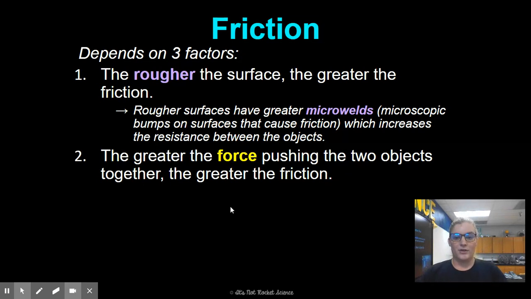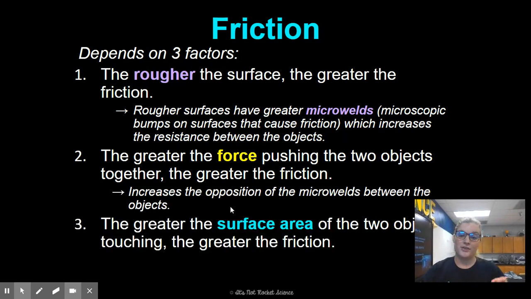Then we also have the greater the force pushing the two objects together, the greater the friction. So if I have a board and a piece of sandpaper and I'm just lightly rubbing it, it's not going to have that much friction. But if I put a 20-pound weight on top of it and then try to move it around, then I'm causing a stronger friction because I'm pushing those pieces together harder.